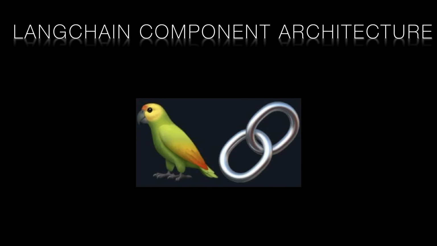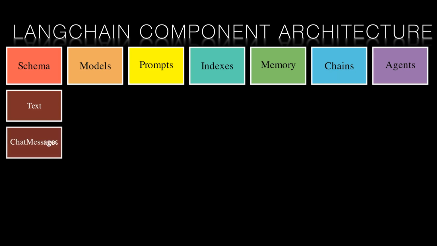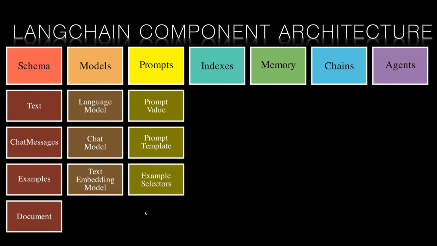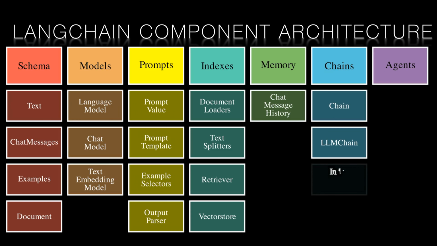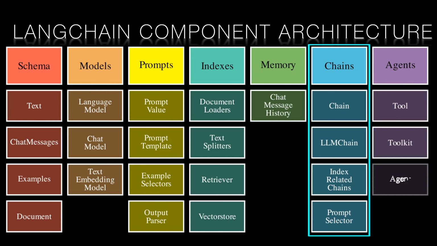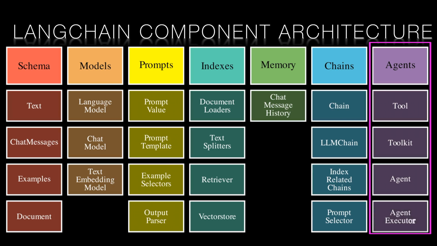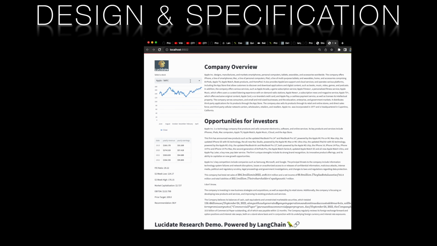We can build this app using just a fraction of LangChain's vast capabilities. Here's a review of the LangChain component architecture again. All we need to use to build this app are LangChain's chain components, as well as its models and indexes. In future videos, we'll enhance this equity research application and introduce other components like prompts and agents to build in even more functionality. Let's break down the problem and see how we can solve it.